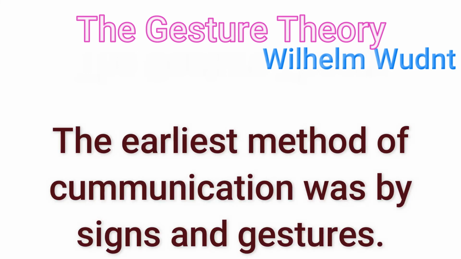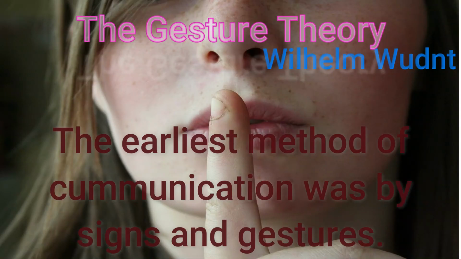There is one more theory, the gesture theory. It was proposed by Wilhelm Wundt. These guys believe that the earliest method of communication was by signs and gestures. Even today, we use gestures. For example, when we have to say, come here, unconsciously our hand moves in a specific way. When we have to say, keep quiet, our forefinger comes somewhere close to our lips. So, even though we have well-developed languages, still we use gestures, okay? When we are surprised, our eyes open wide to express the surprise. So, we can say that languages cannot be separated from gestures. They are related, okay?